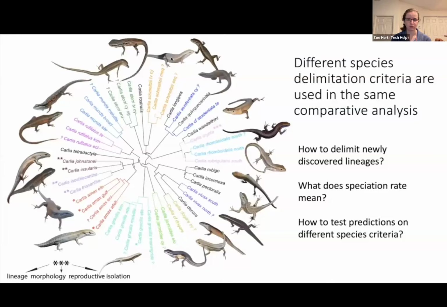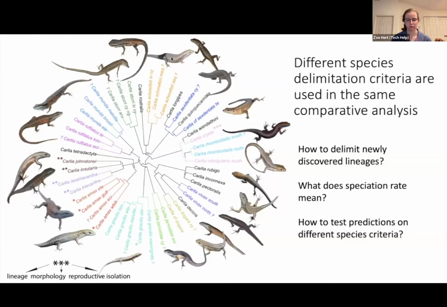So the question is, if we include all these species, described in different ways, in the same phylogenetic analysis, what do speciation rates actually mean? And more interestingly, if we want to test some theory on speciation, and if the prediction depends on what species criteria we use, then how can we tell those predictions apart?